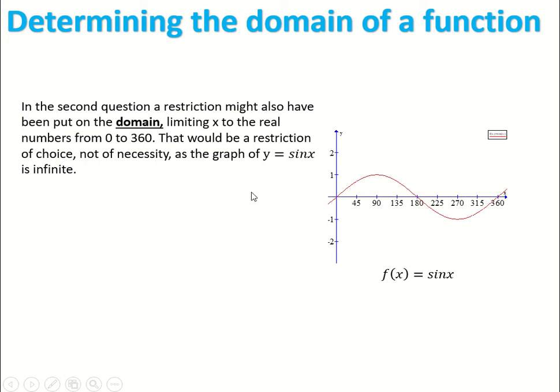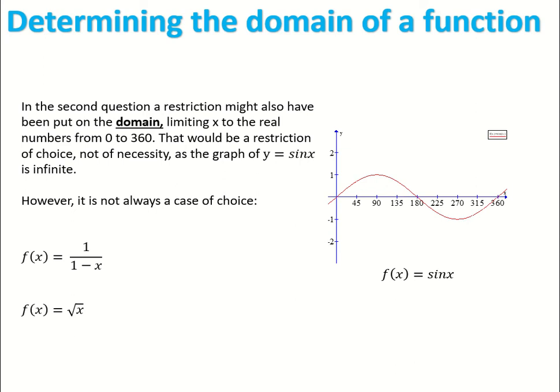But we might have also put a domain on here, both in terms of the values of x that it could have to basically work, and also in terms of what we want it to have. So we might want this to be an interval. Generally we do when we're dealing with trig graphs, we only want to see a certain part of it. So we want to limit x to the real numbers from 0 to 360. That would be a restriction of choice, not of necessity, as the graph of y equals sine x is infinite. However, it is not always a case of choice.